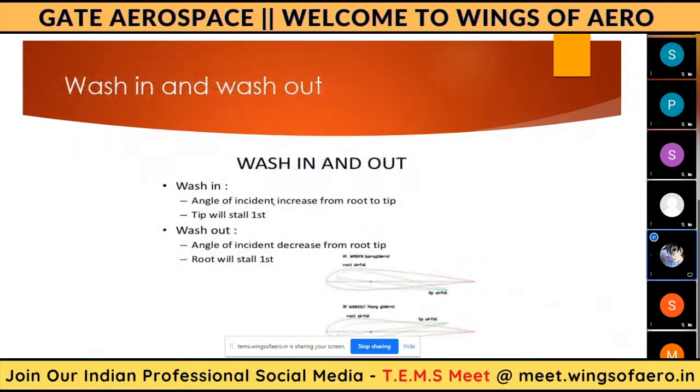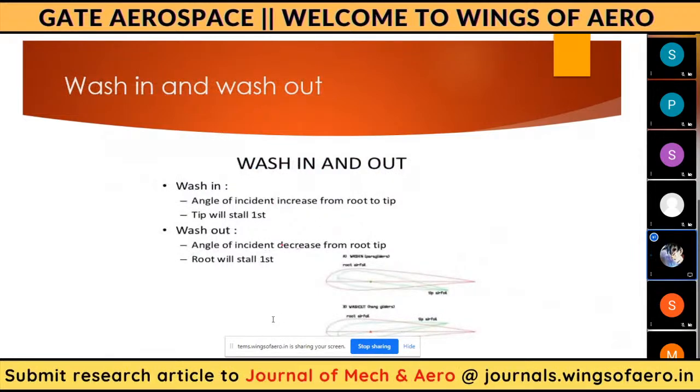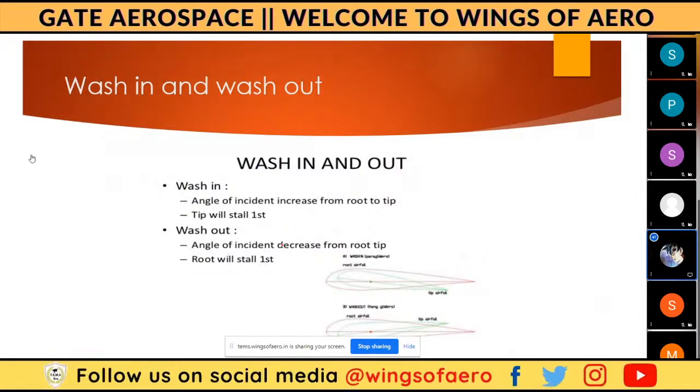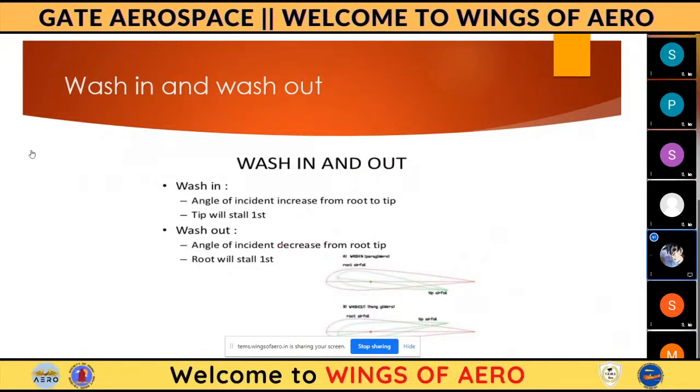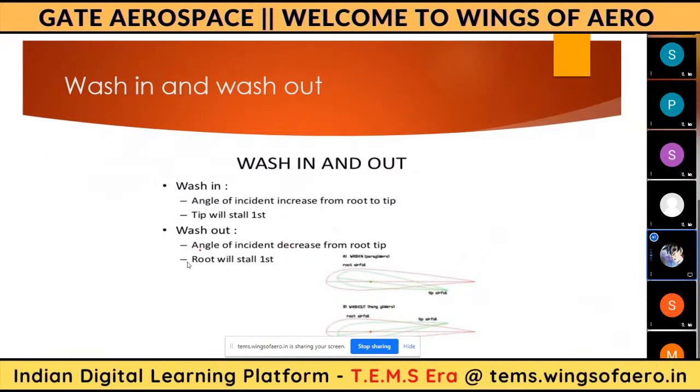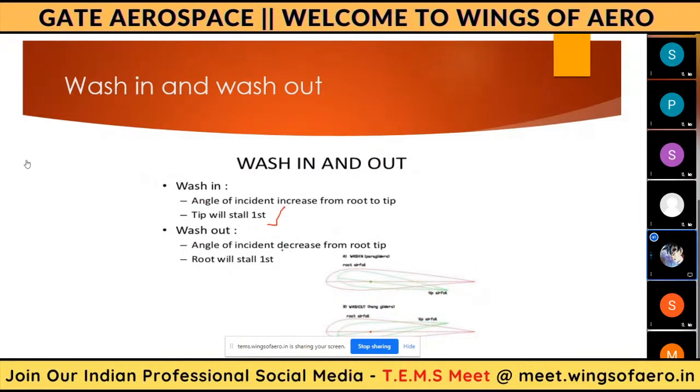The next thing is wash in and wash out. Wash in means the angle of incidence will increase from root to tip, so the tip will have a higher angle of incidence than the root. Wash out means the root will have a higher angle of incidence, and the tip will have a lesser angle of incidence. So in wash in, the tip will stall first. In wash out, the root will stall first.